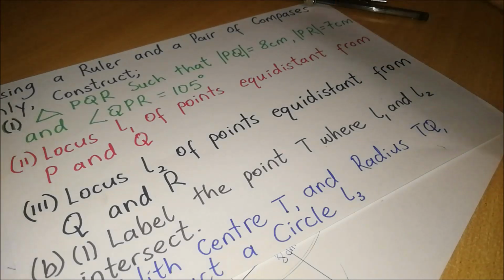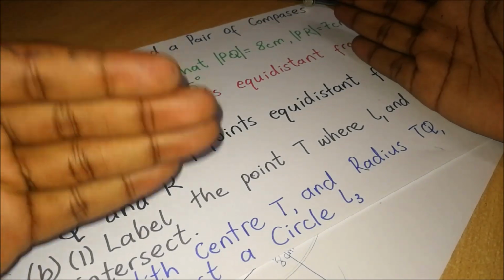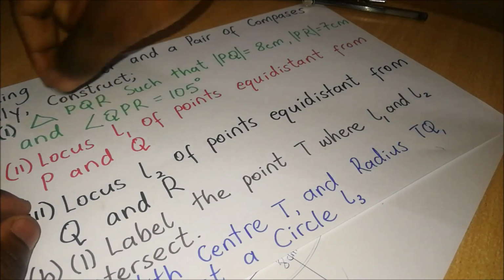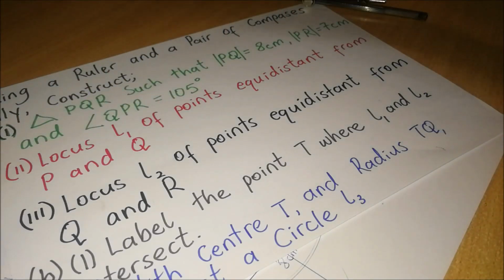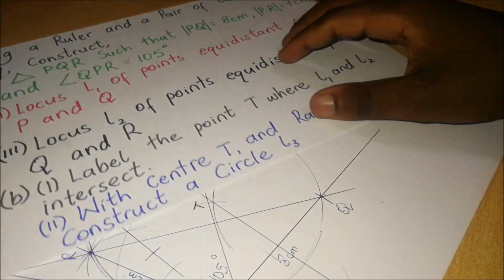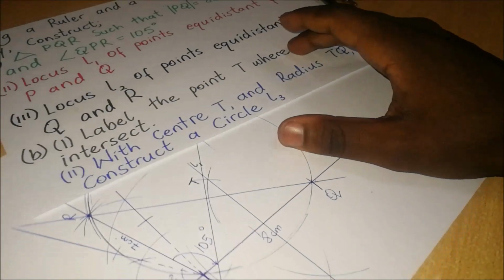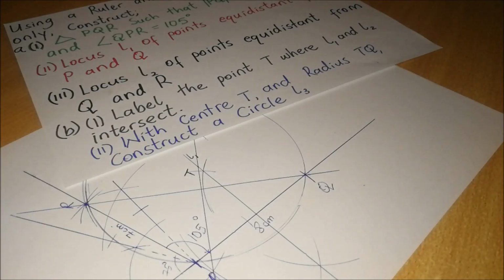So the alternative way to ask this is not to guide you through steps, but they would just say, construct a triangle PQR with these dimensions and then circumscribe a circle. When you're circumscribing a circle, these are the steps you would take. So we have answered that question. Let's do our very last one.